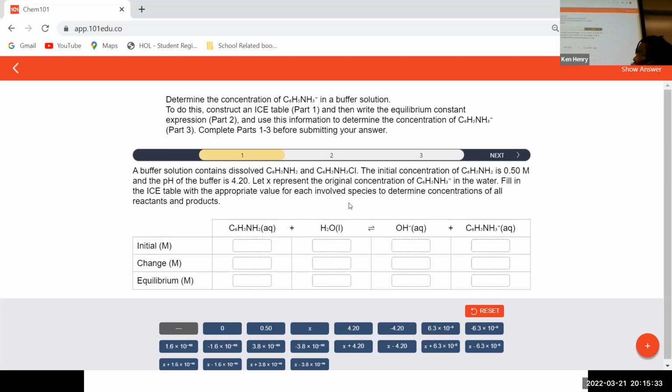It says the buffer solution contains dissolved C6H5NH2 and C6H5NH3Cl. The initial concentration of C6H5NH2 is 0.5 molar. The pH of the buffer is 4.2. Let X represent the original concentration of C6H5NH3 plus in water.